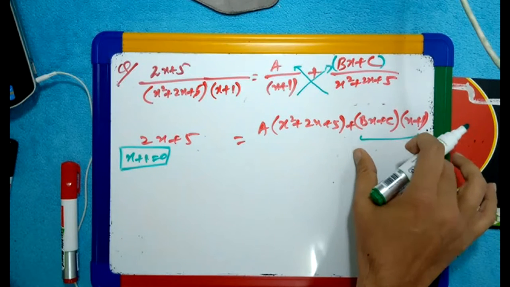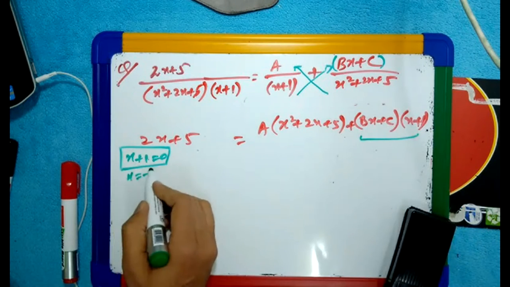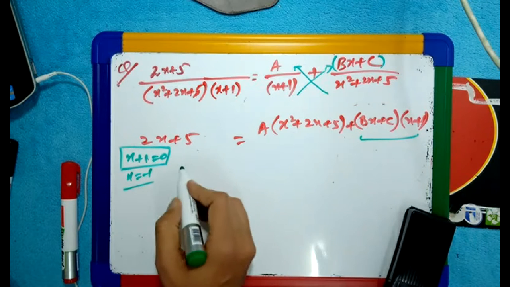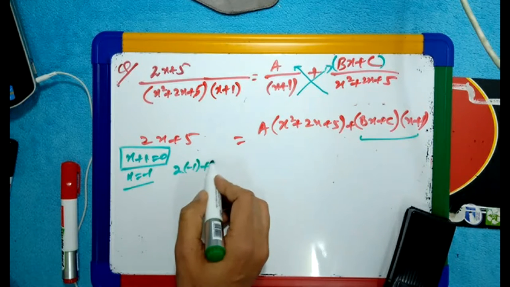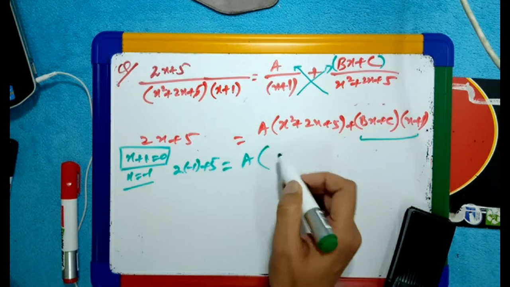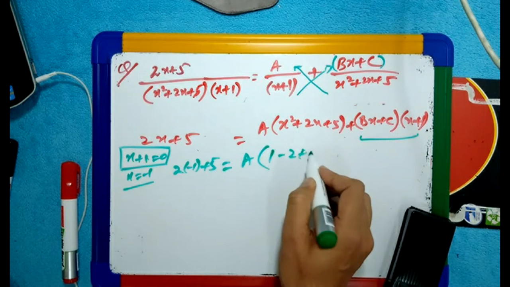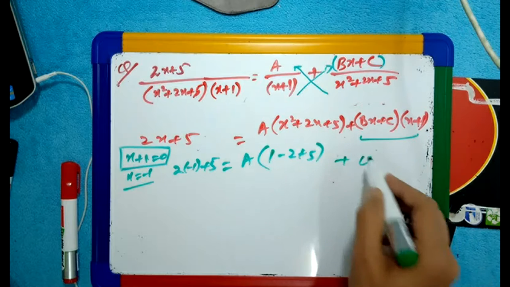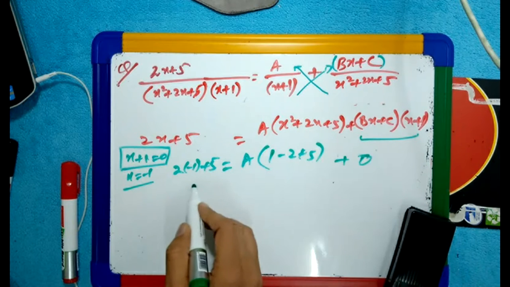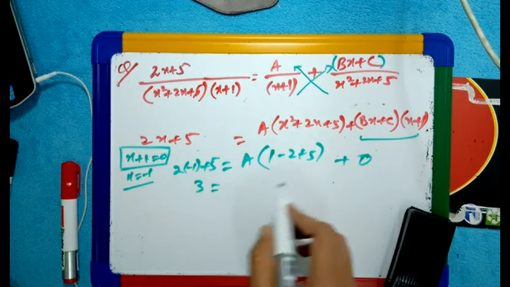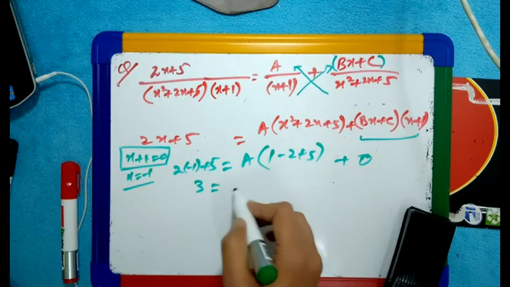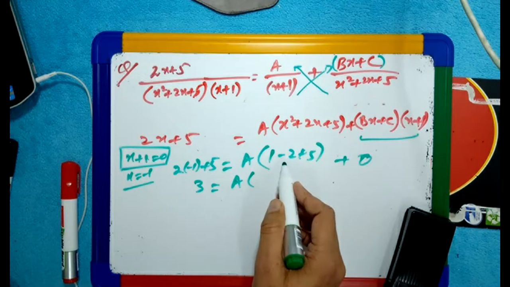Okay, so what is x? X equal to minus 1. So 2 times minus 1 plus 5 equal to A times minus 1 squared, which is 1, minus 2 plus 5. The next thing is 0. So this will be 3 equal to 1 minus 2 plus 5. What is that? 1 minus 2 is minus 1, so plus 5 is 4.